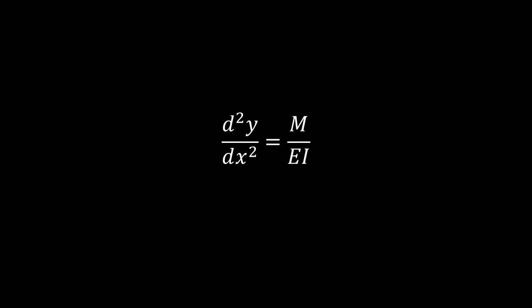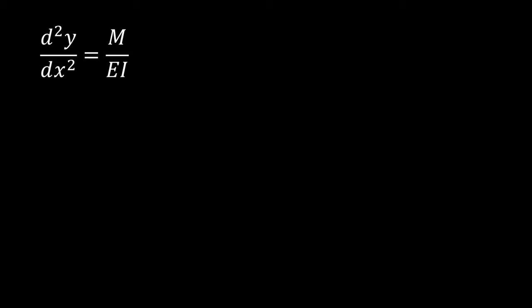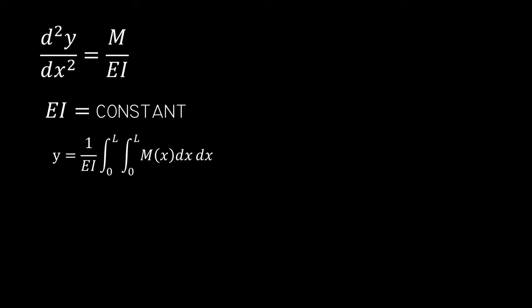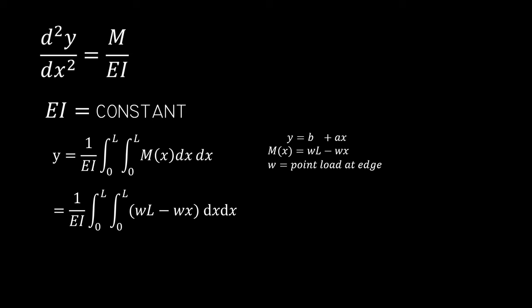Finally, let's use it to find the deflection of a cantilever. Assume EI is constant, so y is equal to this. This is just the first equation rearranged and integrated twice. The bending moment is just WL minus Wx. We can look this up in a table, or we can also think of it as a straight line with gradient minus W and intercept WL. Plug that in, integrate.